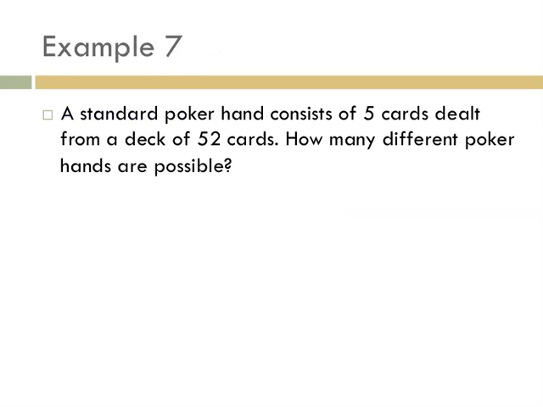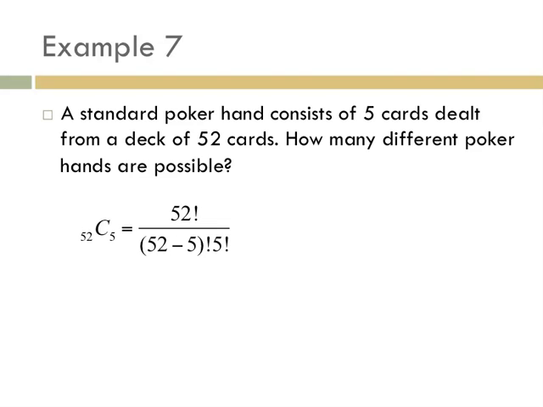All right, example 7. A standard poker hand consists of 5 cards dealt from a deck of 52 cards. How many different poker hands are possible? Okay, so how many cards can you choose from? 52 altogether. How many do you want? You want 5. So out of 52, you choose 5. So we'll go ahead and apply the formula. So that's 52 factorial over 52 minus 5 in parentheses factorial times 5 factorial.